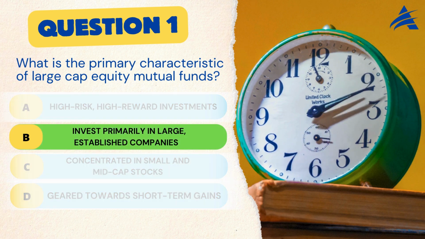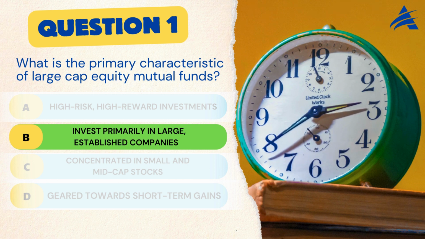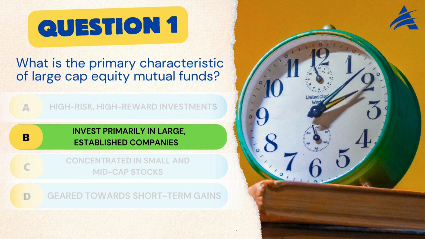The correct answer is B. Invest primarily in large established companies. Large cap equity funds focus on investing in well-established companies with a proven track record. These companies typically have stable earnings and market capitalization, making them relatively safer investments.